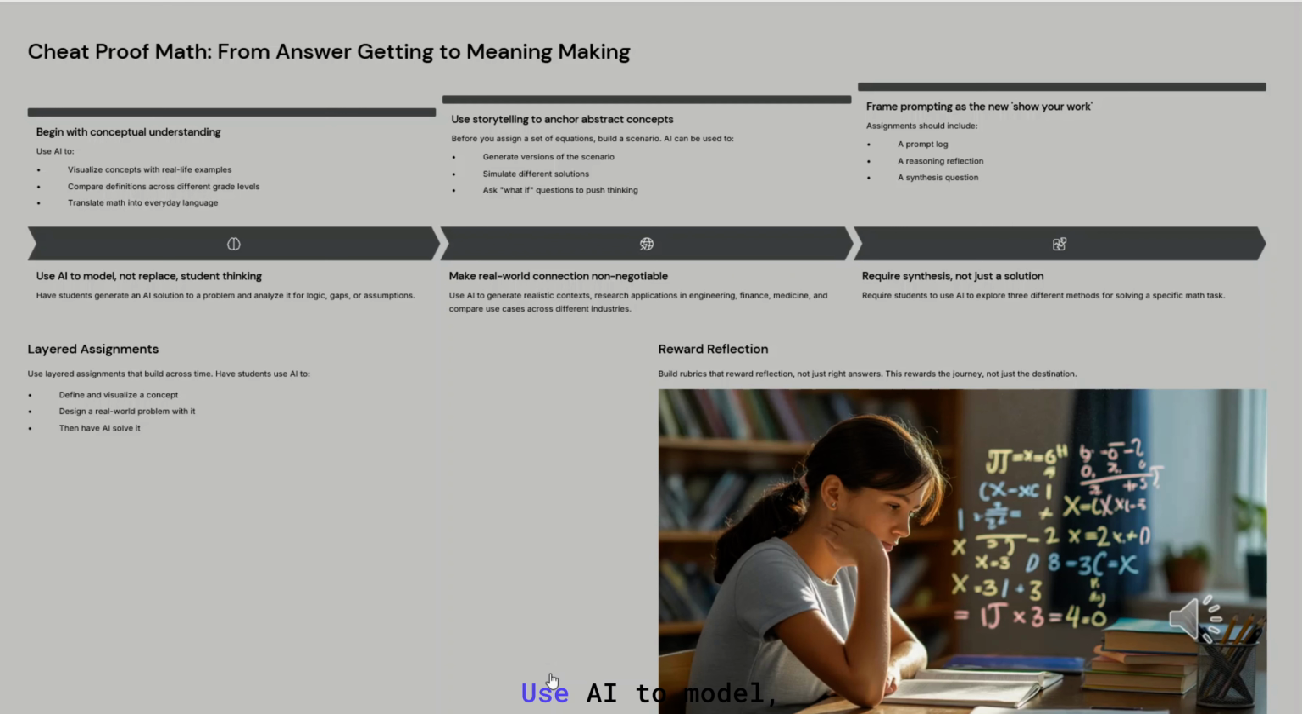Step 4, use AI to model, not replace student thinking. You can have students generate an AI solution to a problem, analyze it for logic, gaps, or assumptions, rebuild it using their own explanation, and then ask them, what does this step mean and why is it necessary? What's a visual that represents this? If we change the numbers, what would happen? Now AI becomes the sparring partner for thought and not a shortcut to a worksheet.